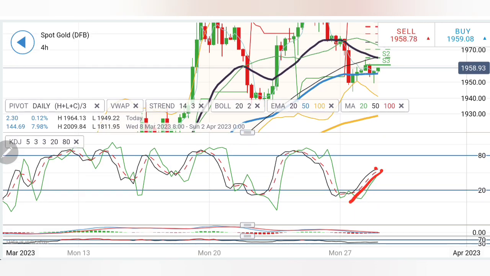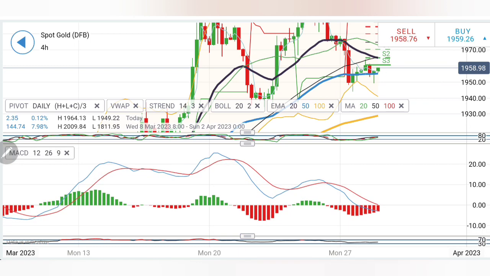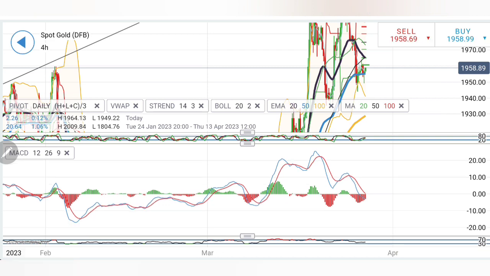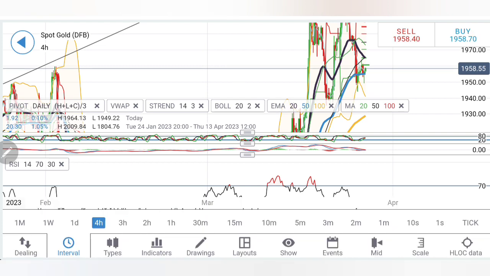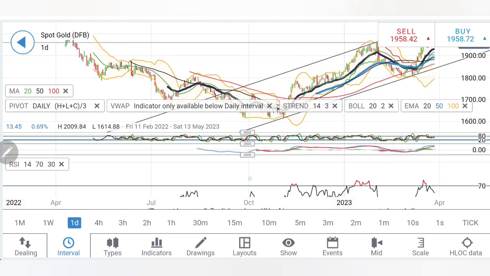The stochastic has reversed a bit, recovered a bit, trying to converge a bit. The MACD is still bearish, trying to cross over. It is still trading bearish. Once it crosses over, then only a confirmation of a reversal can be seen. RSI is also trying to trade comfortable, neither overbought nor oversold.